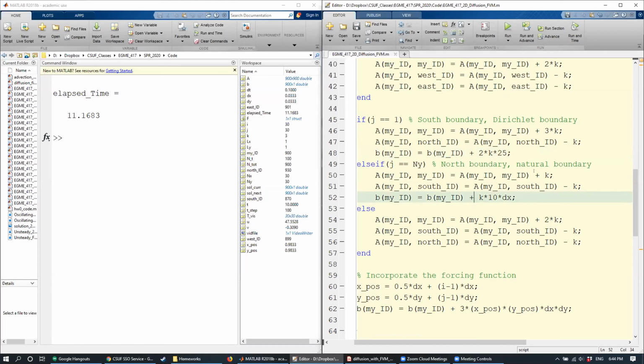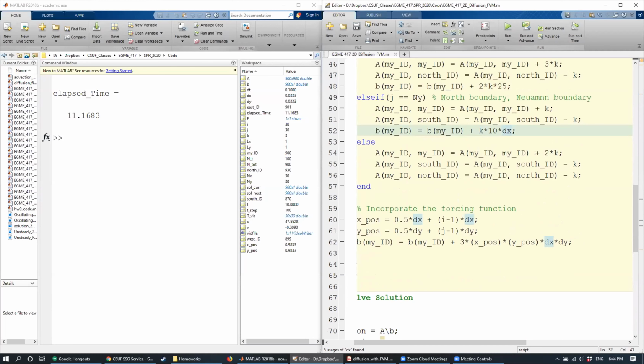So for the north boundary, it is basically the same as up there. We have a positive k, only 1 right here because we have a Neumann condition. And then for the south, since we have a south neighbor, this is the same as before. So we have a minus k. And then we add a 10, which is our Neumann condition, times k times dx.